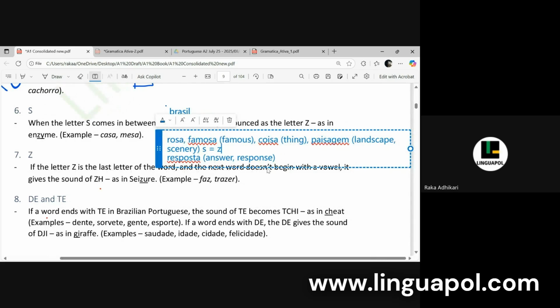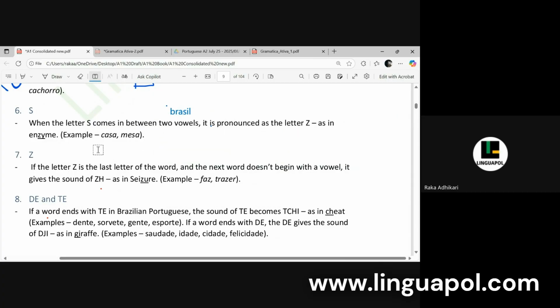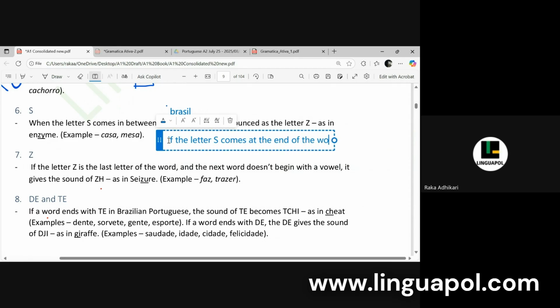Now there is another rule in this. I would like you to add the rule under the letter S. Another rule in this only is if the letter S comes at the end of the word. For example, if there is a word like falas, falas means you speak. Okay. Falas. So what am I doing to the S? What is changing here? I'm saying falas. Can you tell me what is changing here?